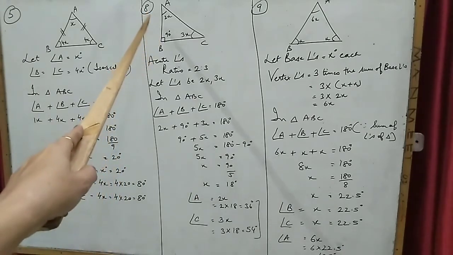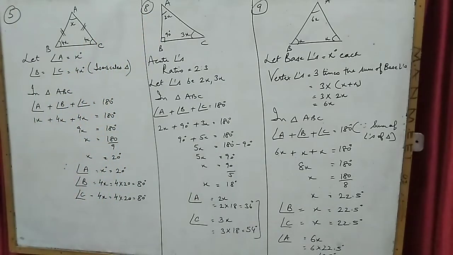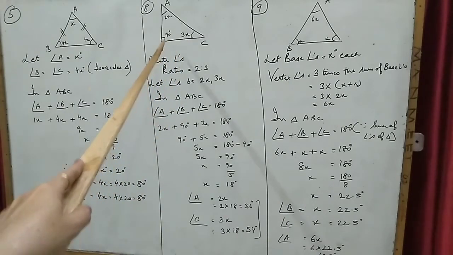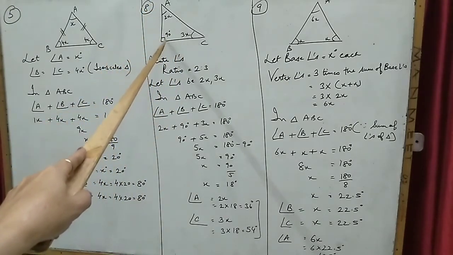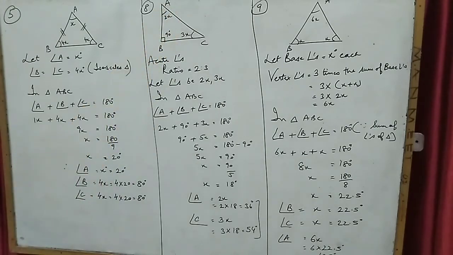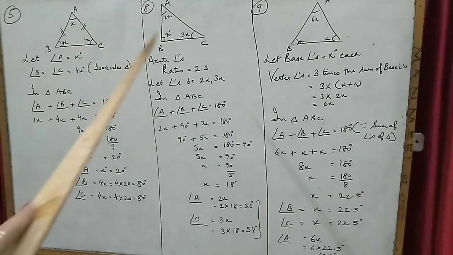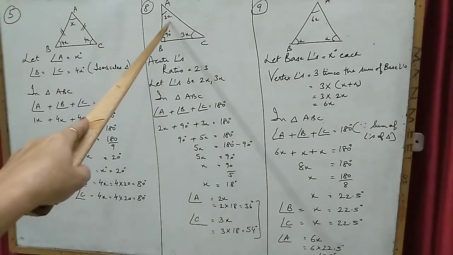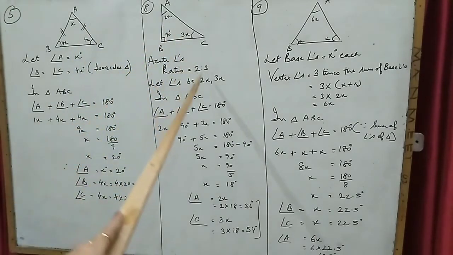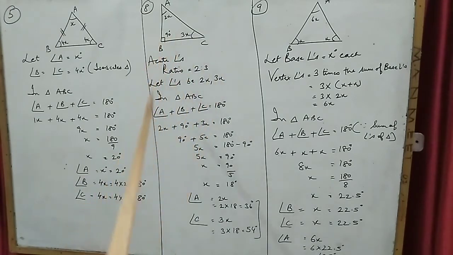Now children, see the 8th one. Your question is, in a right angle triangle. Children, a right angle triangle is a triangle whose one angle is of 90 degrees, and the other two are acute angles. They have given the ratio of the acute angles as 2:3. So children, we will suppose these two acute angles as 2x, 3x. So 2x, 3x and 90. In the same way, in triangle ABC, 2x plus 90 plus 3x.